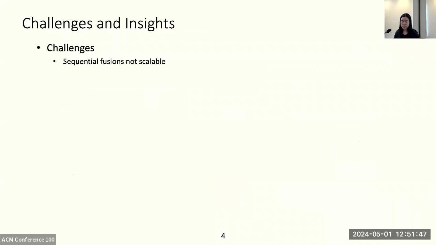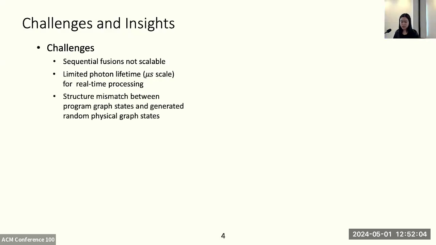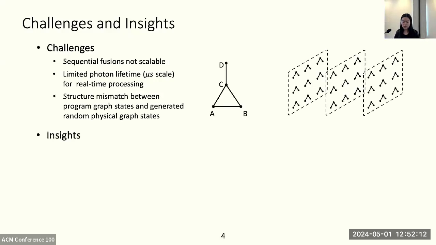To realize a randomness-aware compiler, we are faced with three challenges. First, the sequential execution of fusions is not scalable. Second, the online pass needs to be done in a very limited time, which is constrained by the photon lifetime in the fiber. Third, there is a structure mismatch between the graph states required by the programs and generated by the probabilistic fusions. Our insights are as the following.